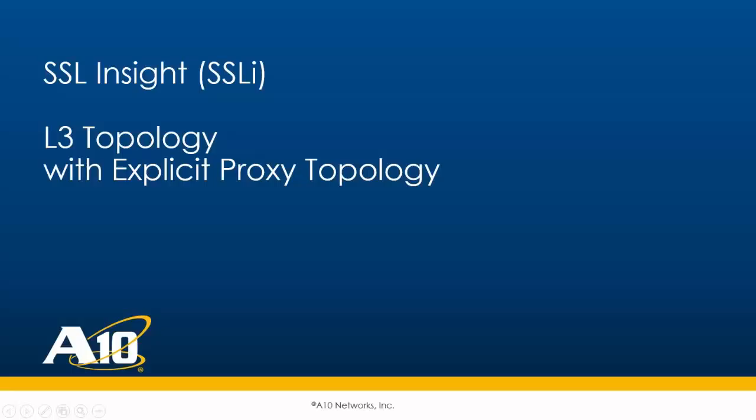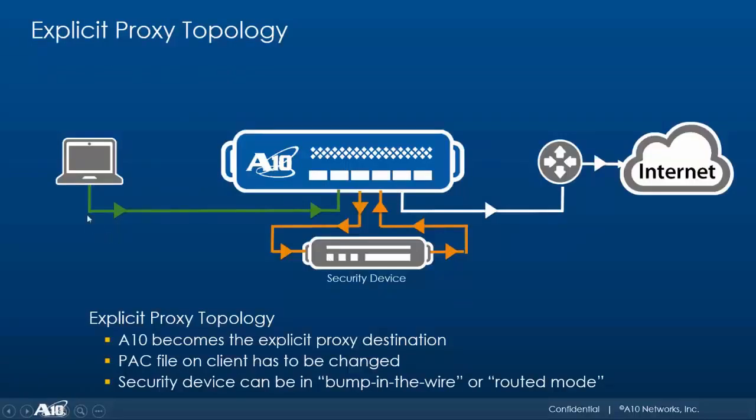Hello everyone and welcome. In this video we are going to look at how an SSLi device can be deployed in an explicit proxy topology. Here we have a simple network with a client machine connected to an A10 SSLi device which is connected to a security device, and the A10 device is in turn connected to a gateway router.